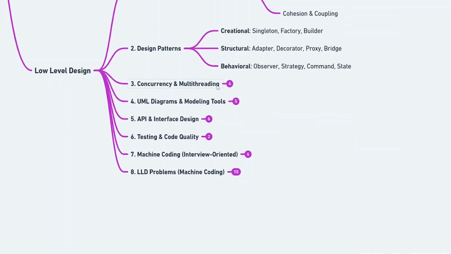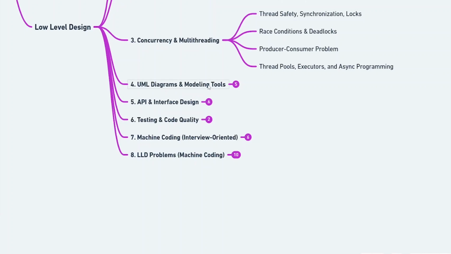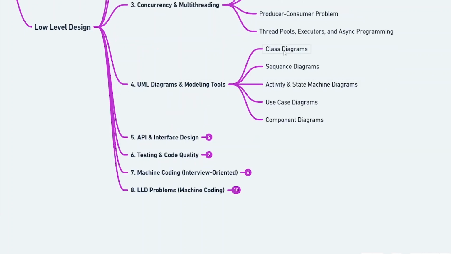In concurrency and multi-threading, real systems handle multiple users at the same time. Understanding threads, locks, race conditions, and async programming is very important to avoid problems like deadlocks. And we also have to look at the producer-consumer problem, thread pools, executors, etc. Next is UML diagrams and modeling. Diagrams help you explain your design clearly.